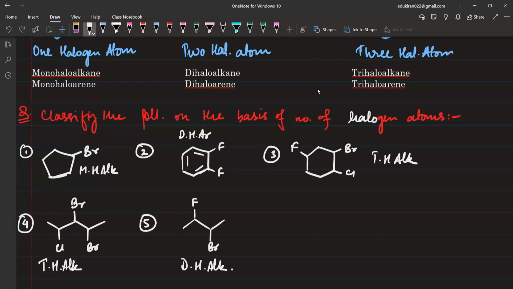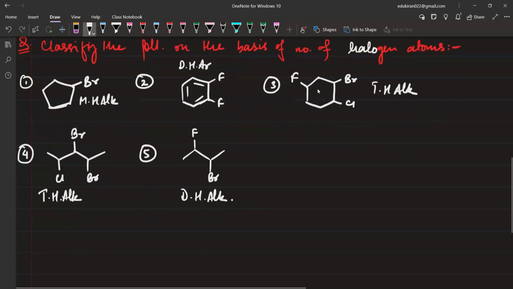Moving on. Next, we have to do classification in our class. We have to do classification of the different types of haloalkane. And in haloalkane, we are basically going to look at the monohaloalkanes only. Classification of monohaloalkanes.